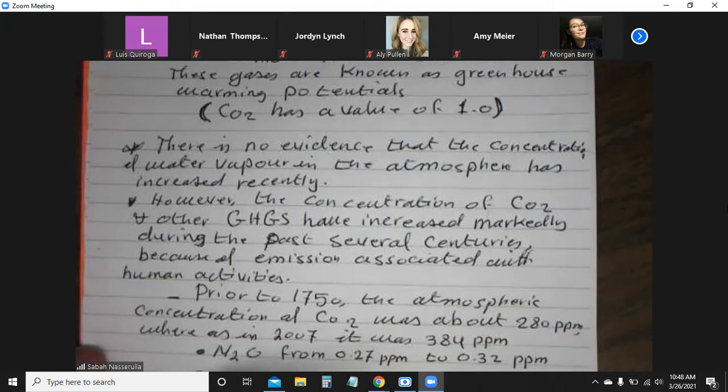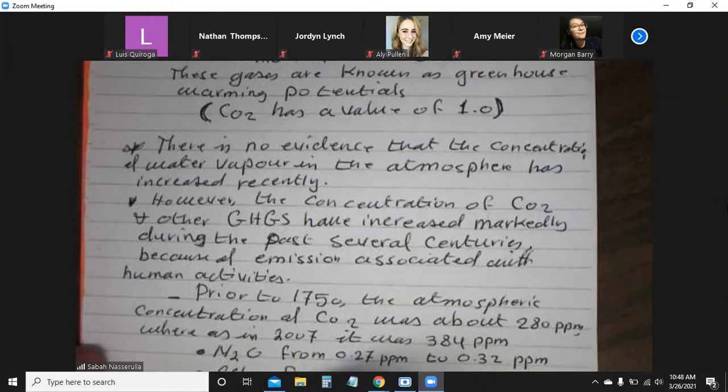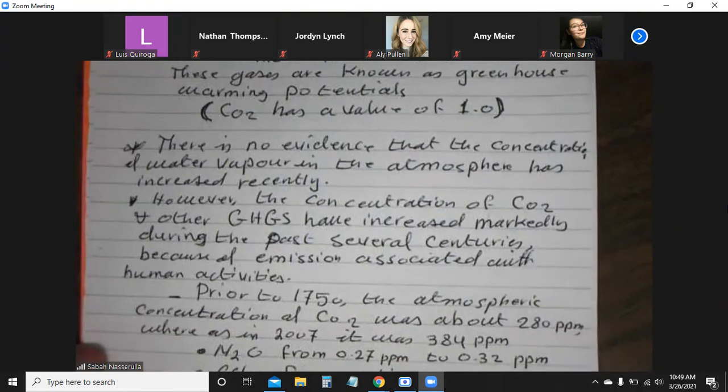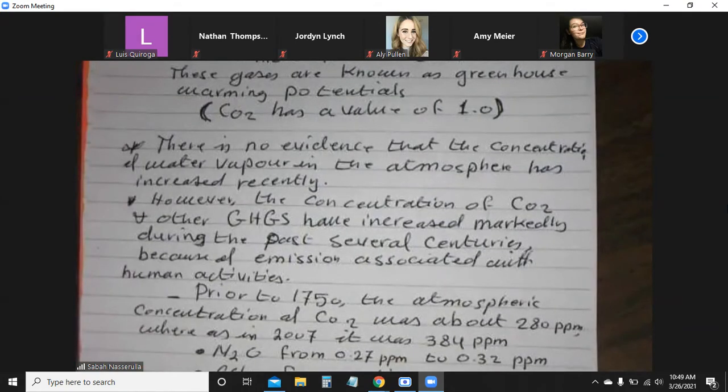Now, the other one I'm going to talk about is carbon tetrachloride, which we abbreviate as CCl4, from essentially zero to almost 0.007. This is parts per billion.